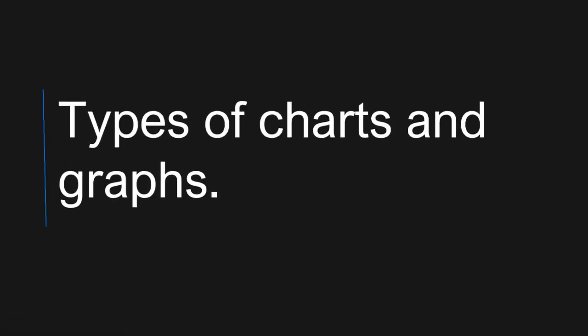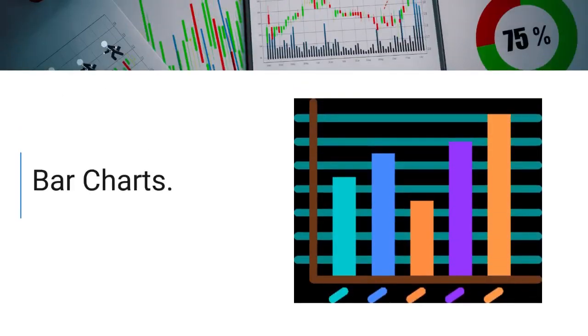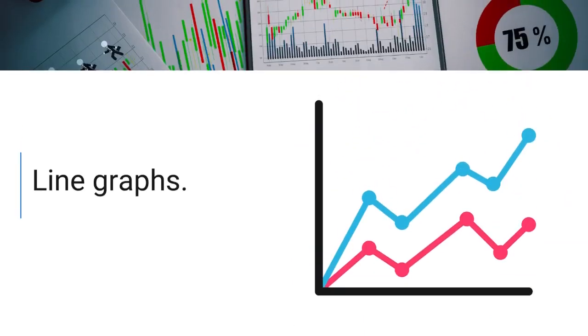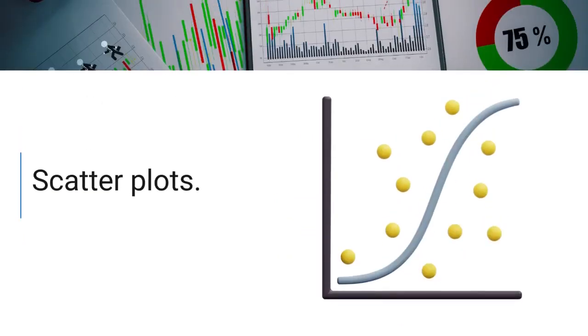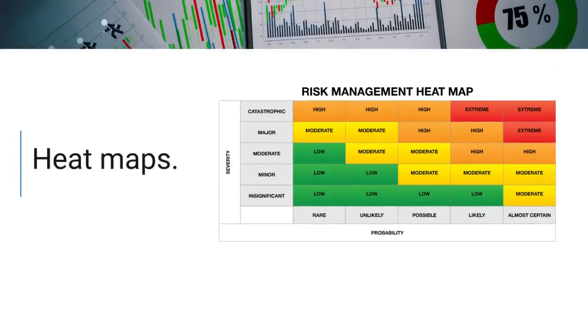Types of charts and graphs. There are many types of charts and graphs, and each one is best suited for certain types of data. Some common types of charts and graphs include bar charts, line graphs, pie charts, scatter plots, heat maps.